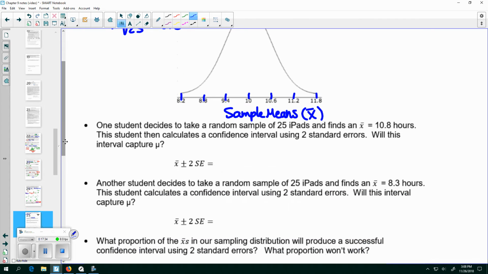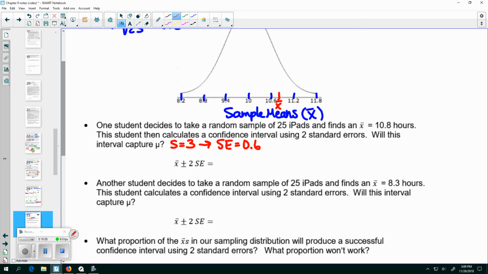All right, so what we're going to do is take a look at 2 situations. The first one, a student decides to take a random sample of 25 iPads and finds a sample mean X bar equal to 10.8 hours. So they got their sample mean right here. This student then calculates a confidence interval using 2 standard errors. Will this interval capture mu? We're going to assume that their sample standard deviation was also 3 hours. So it gives us standard error equal to 0.6.